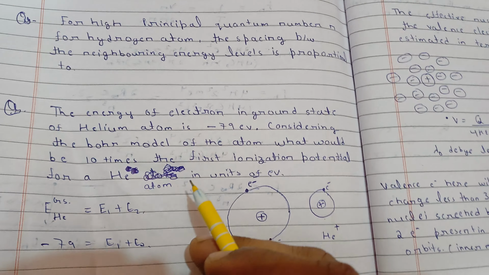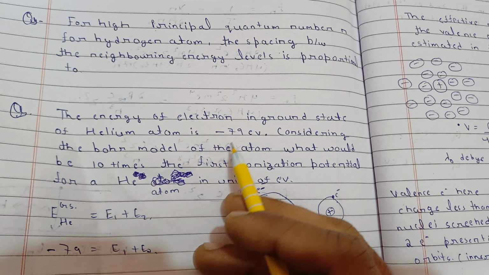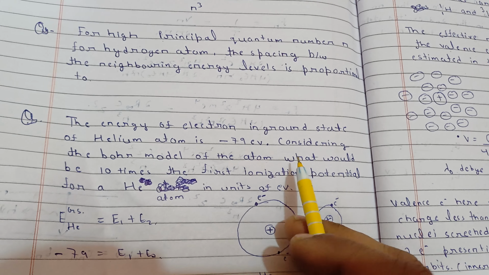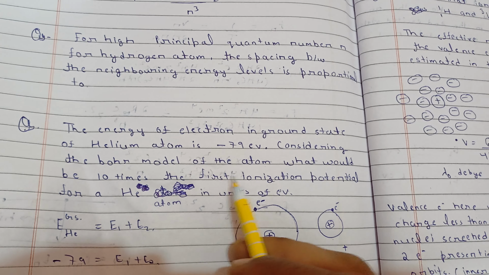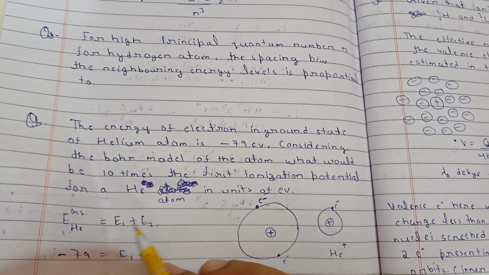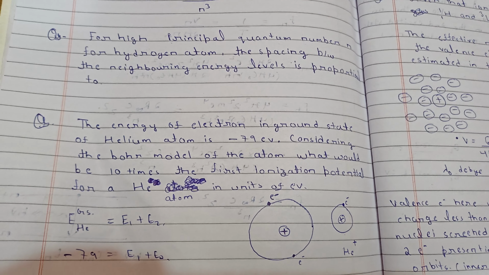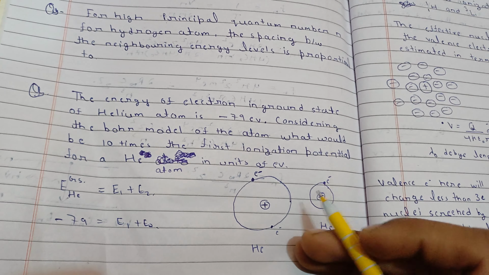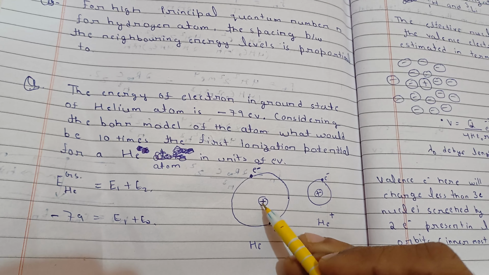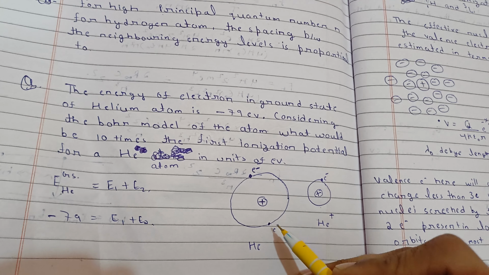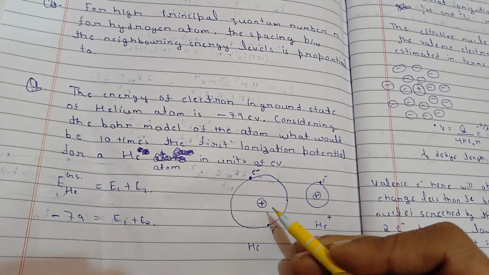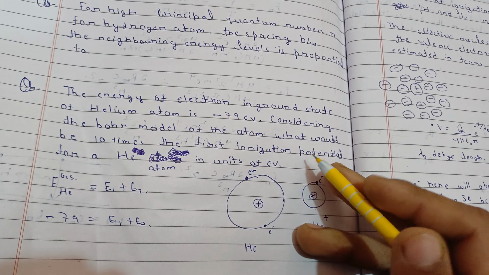Next question: the energy of an electron in the ground state of the helium atom is minus 79 electron volt. So we are talking about the helium atom, we must consider this. Considering the Bohr model of the atom, what would be 10 times the first ionization potential for a helium atom in units of electron volt? Now what is the meaning of ionization and what is first ionization? So this is your helium atom, 2 protons here and 2 electrons in the orbit. Now if you remove the first electron, this will be your first ionization, and if you remove the second one after that, this is called the second ionization.